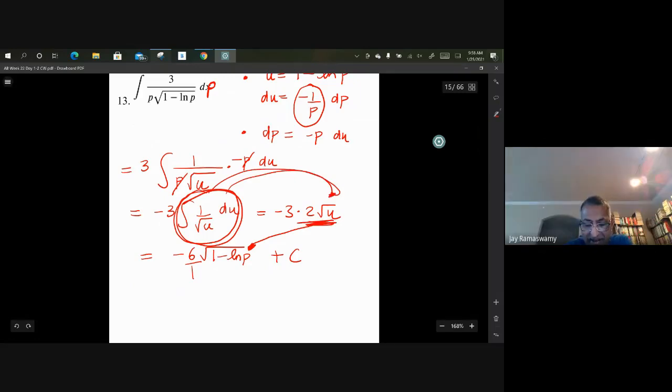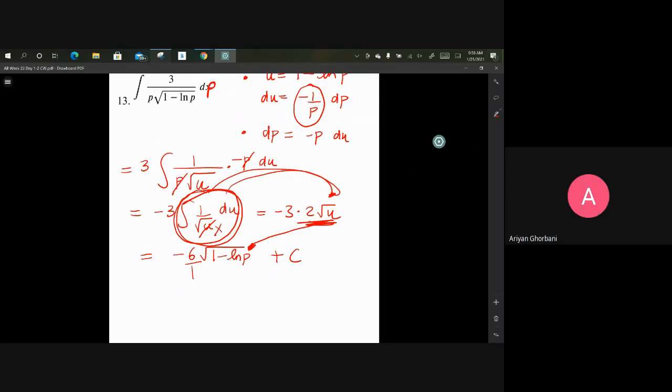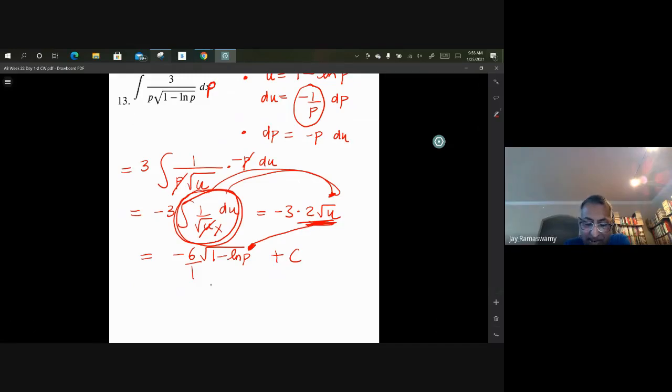That's it. Gurbani, the u is like x. What's the integral of 1 over radical x? It's 2 radical x. That's it. And then u in the last step is 1 minus ln p. So I just plugged it in. That's it. There is no division by slope. If you divide by slope, it's like you're taking the integral again.